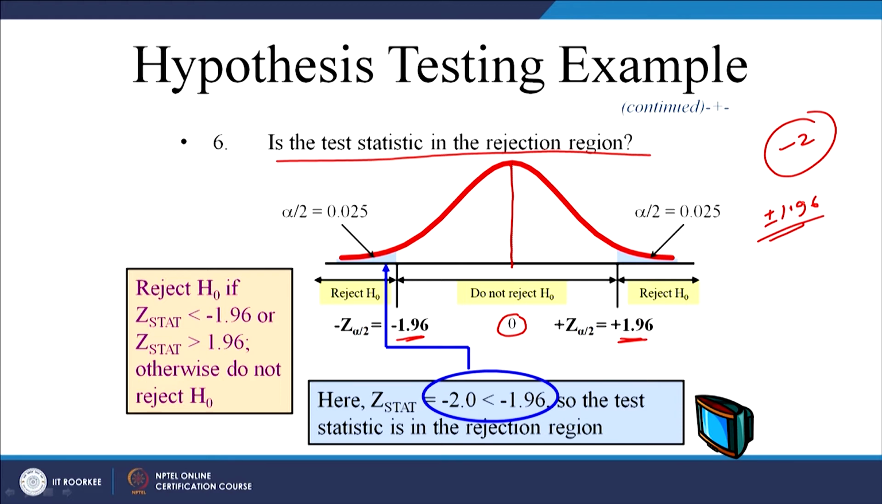No, it is outside this region. So, it is somewhere here, just see this. This is minus 1.96, this is minus 2, which is in the rejection region. So, we will reject the null hypothesis. The test statistic is in the rejection region, so we will reject the null hypothesis.